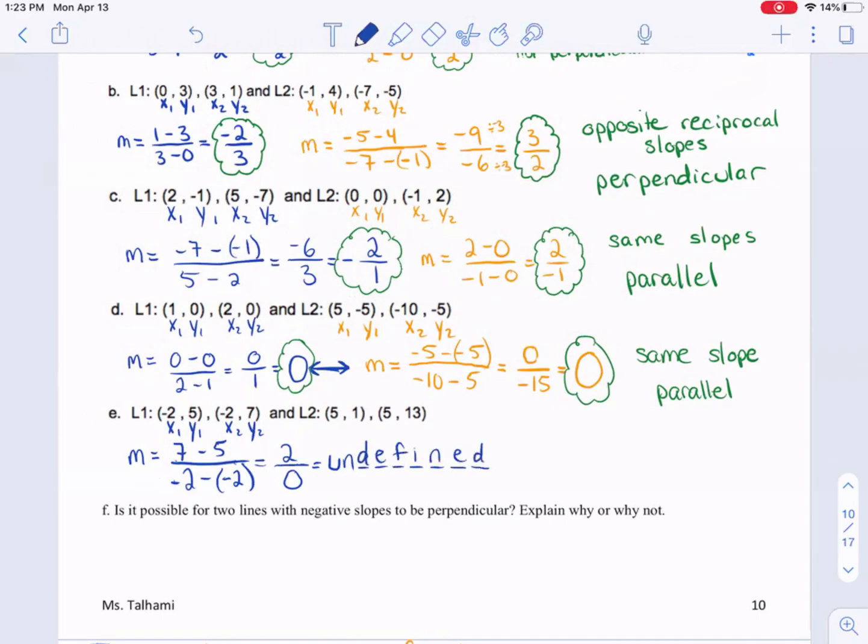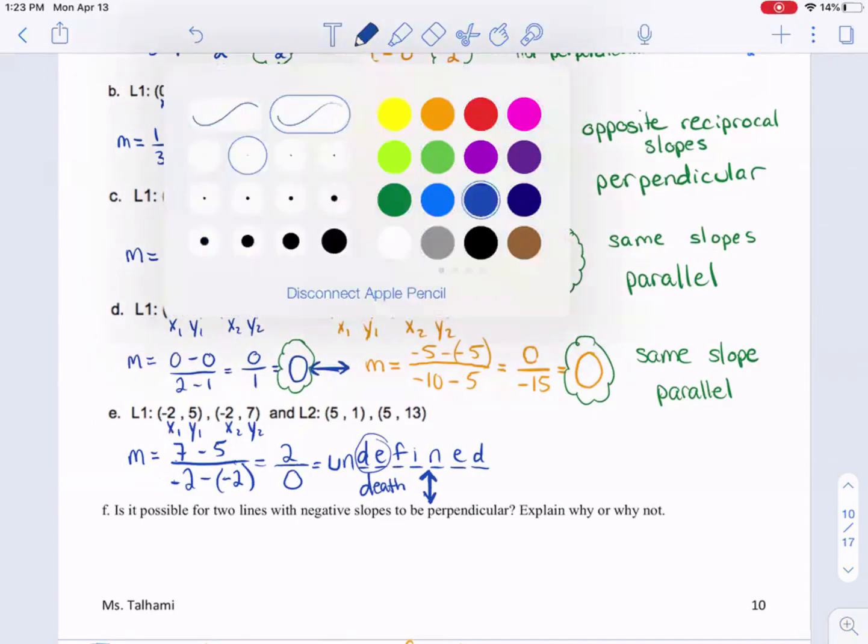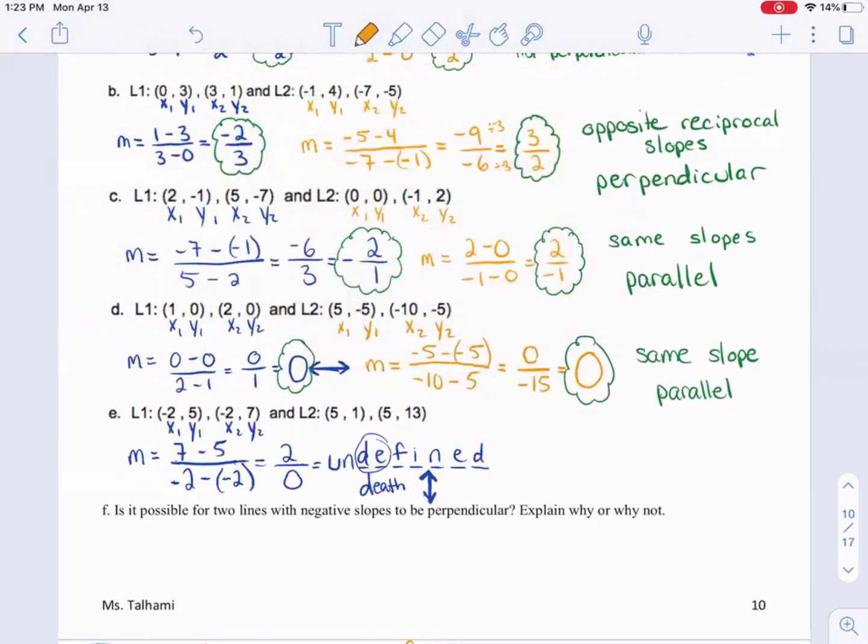Let's circle that DE. That's like death. If you try to go skiing on an undefined slope, I don't know what you'd call that. You can't ski on a line like that. No, it's undefined. It's a perfectly vertical line.